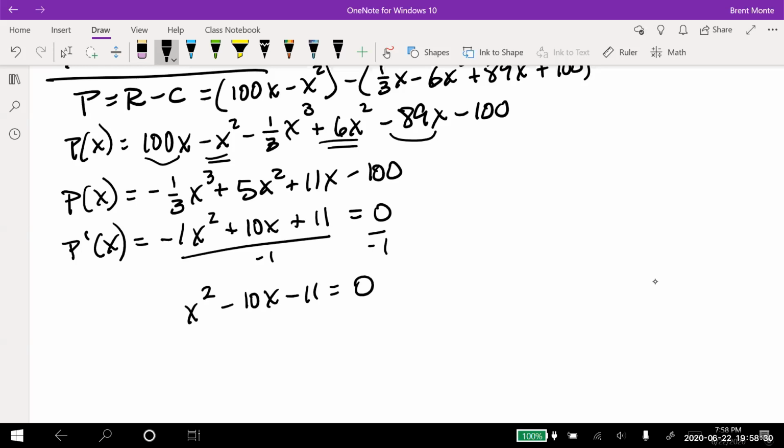Now, bear in mind something when I'm looking at this function. I'm trying to solve this. It's a quadratic. It's got an X squared with an X in there as well.